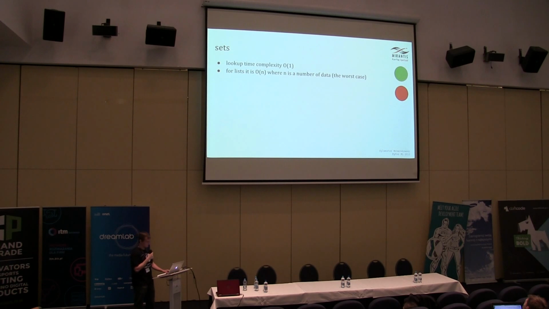So the lookup time complexity in sets is O of 1. What does it mean? That it's constant. It doesn't matter what the set has inside, what kind of data and how much of it. And for list, this lookup time is O of n, where n is the number of data items, in the worst case.